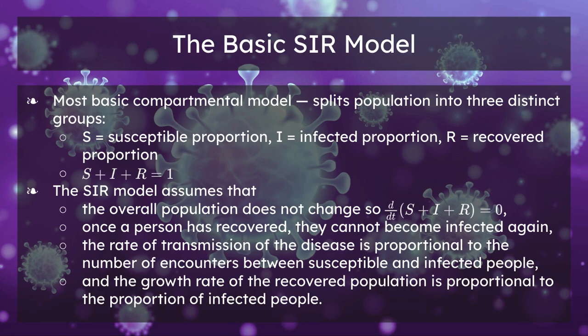The SIR model makes a few major assumptions. The first is that the overall population does not change, so d/dt of S plus I plus R is always 0. The second is once a person has recovered, they cannot become infected again. So movement always goes from the S subgroup to the I subgroup and then finally to the R subgroup. The third is the rate of transmission of the disease is proportional to the number of encounters between susceptible and infected people. And finally, the growth rate of the recovered population is proportional to the proportion of infected people.